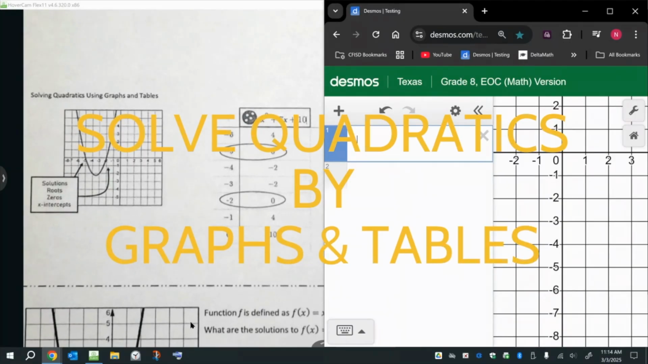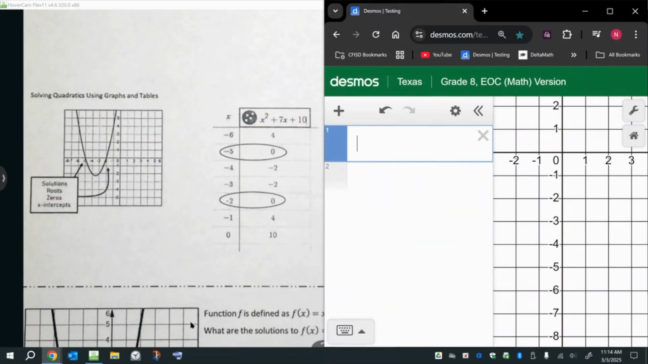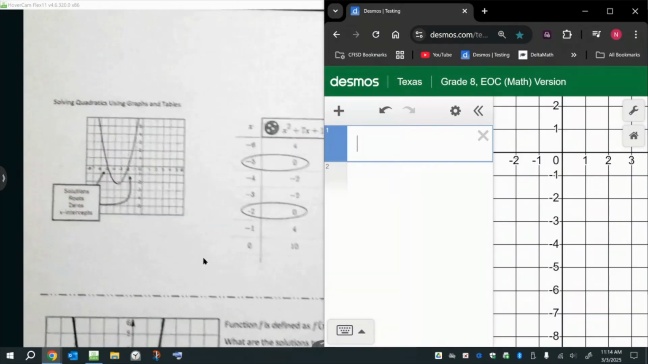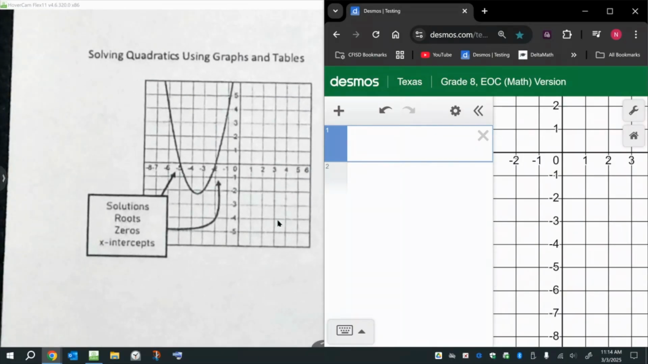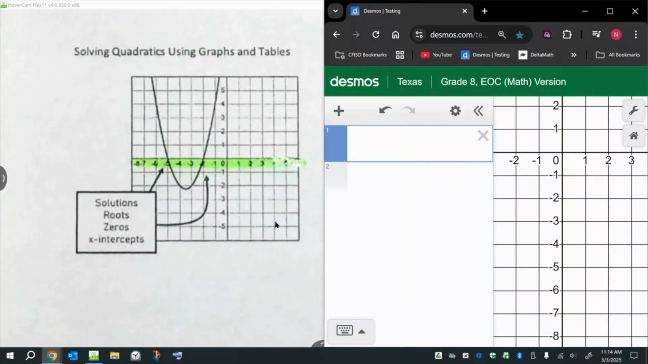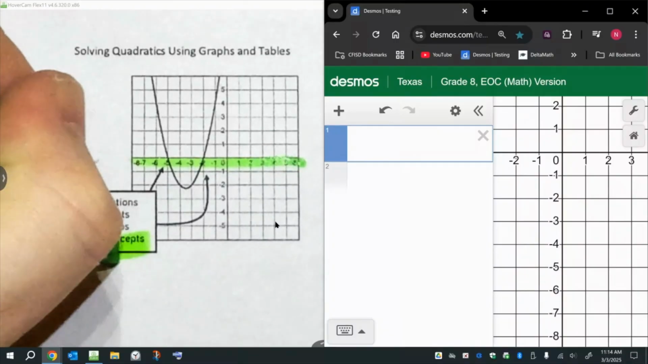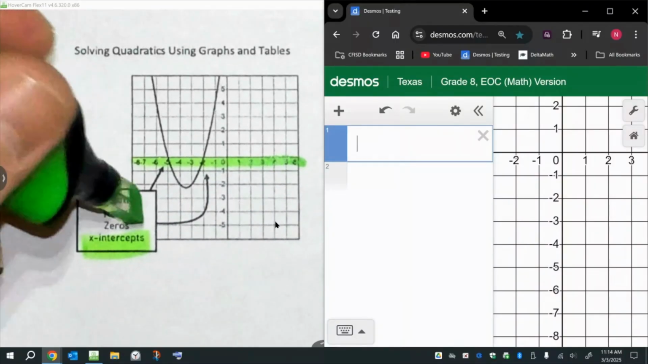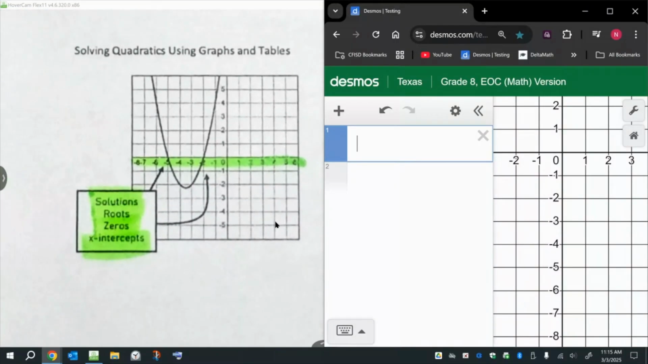Hey everybody, welcome back to today's algebra edition, solving quadratics using graphs and tables. All we're simply trying to do is determine where this quadratic line crosses the x-axis. And if so, that's an x-intercept. But we also have other names for it: solutions, roots, and zeros. So there are 4 words that mean the same thing.